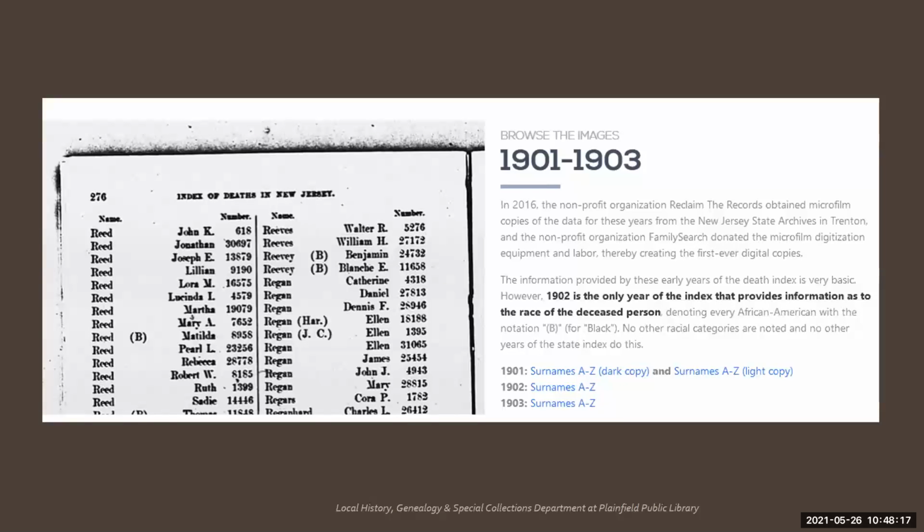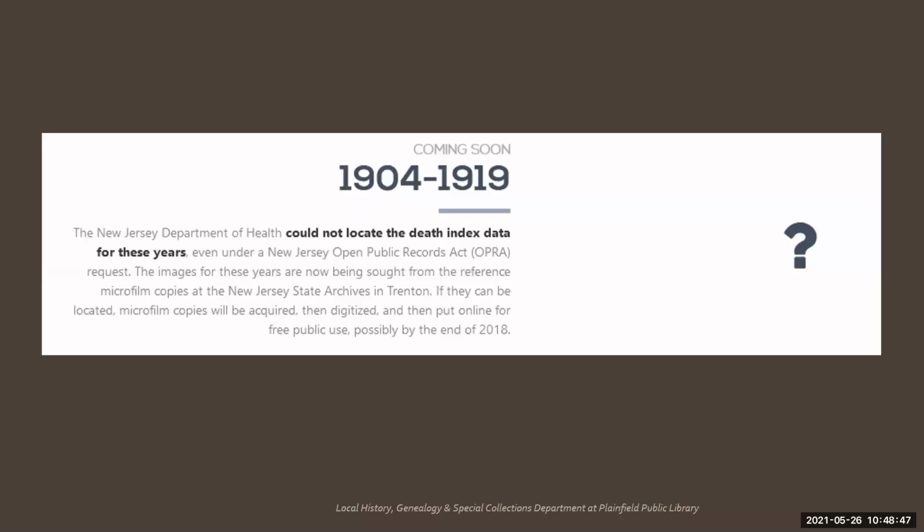1901 to 1903 is the first range of years given, but is of very limited use in most cases. There is no date of death provided in these index years, just the year, and that's only of use if you can recognize the person from their name. There are occasional geographic clues, and African American people are identified in 1902, but it's not often that these clues are enough to be helpful. 1904 through 1919 is classified as coming soon, with an expected arrival at the end of 2018. It hasn't arrived yet, but 1916 through 1919 can actually be found on FamilySearch and will be discussed later.